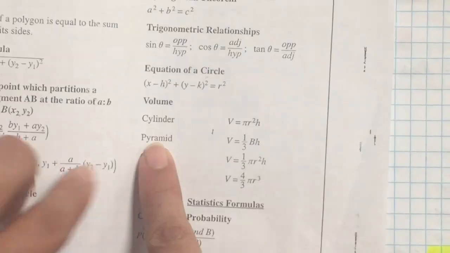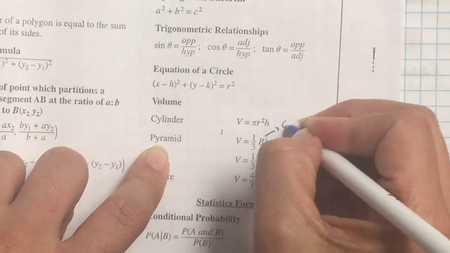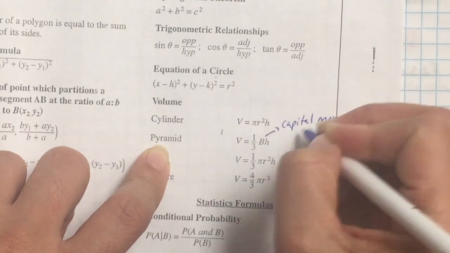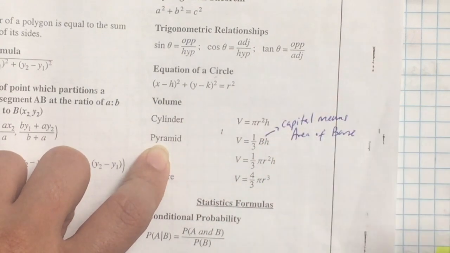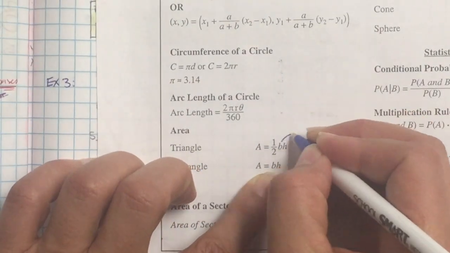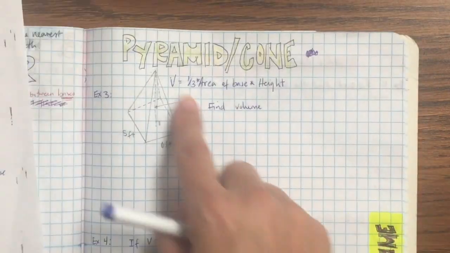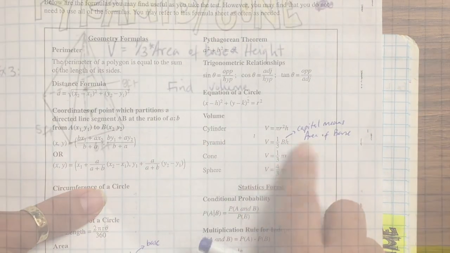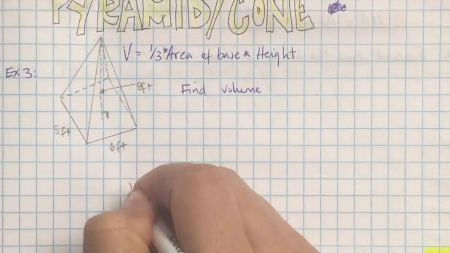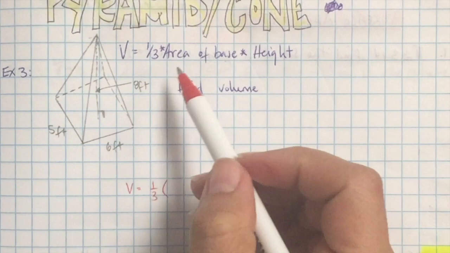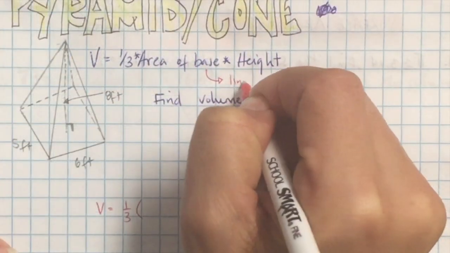In terms of the reference sheet, I want to point something out. You see how that's a capital B? A capital B means the area of the base. So when you see volume, you'll see a capital B. But when you look at area, you'll see a small b because that's just the base. So capital B is area of the base, and then regular b is just the base. So a pyramid, I'm just going to copy this down, is 1/3 times the area of the base times the height. So 1/3 times the area of the base.